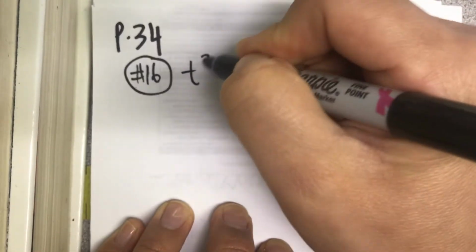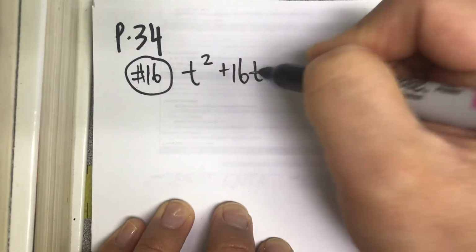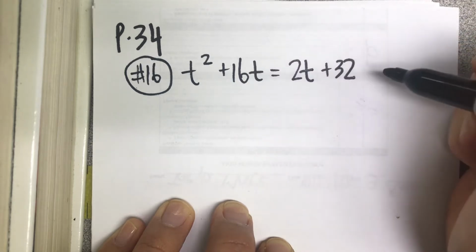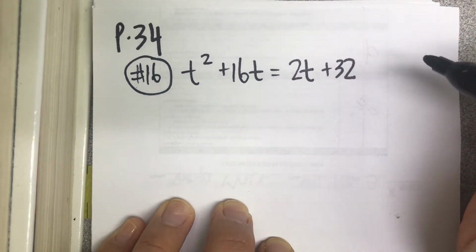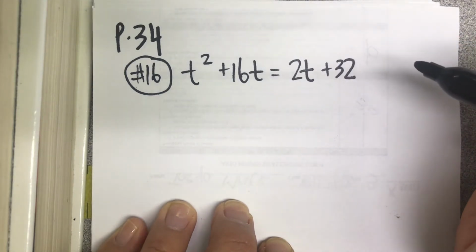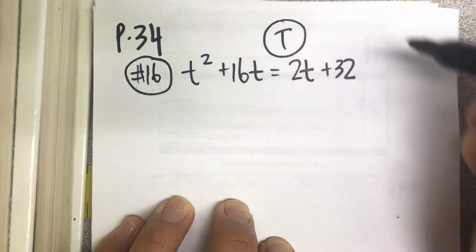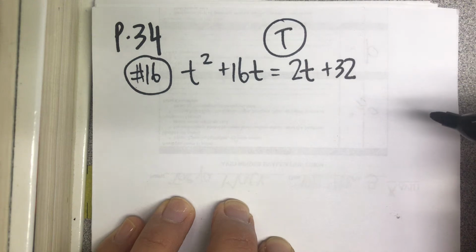The question says t squared plus 16t equals 2t plus 32. T has to be greater than 0, so we know it's going to be a positive number. Okay, so we are solving for t. In the end, my goal is to find what is t.